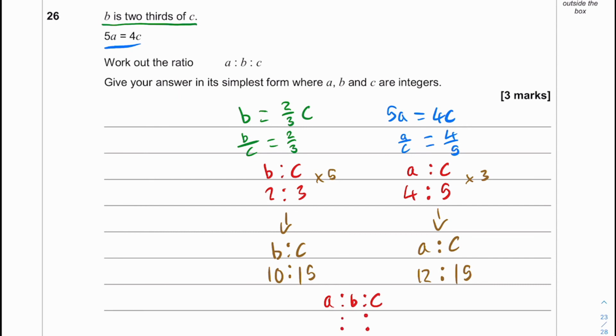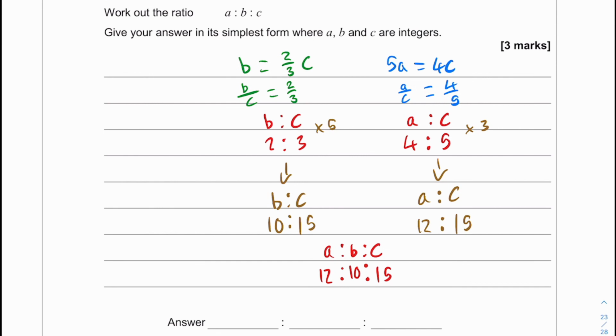So the value of a is 12, the value of b is, b is not 15, b is 10 and c is 15. So these numbers can't be divided by a common factor, so this is the simplest form where a, b and c are integers. So our final answer is a is 12, b is 10 and c is 15.